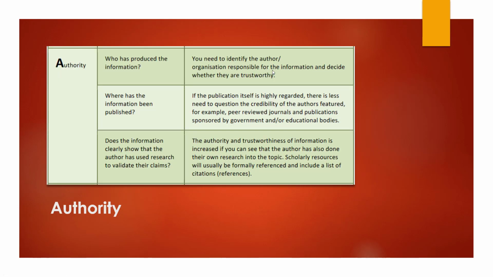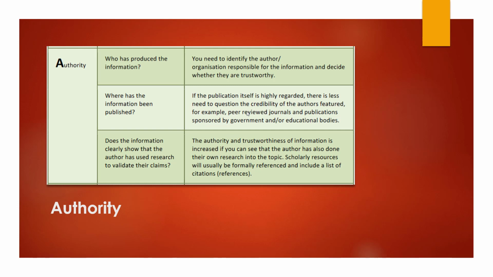The next stage is the authority, and we're looking at who's produced the information, where's it been published, and does it clearly show the author has used research to validate their claims. So first of all, who produced the information? You need to identify the author or the organisation responsible for the information and decide whether they are trustworthy. You also need to consider the publication. Is it highly regarded? Then if so, then there's less need to question the credibility of the authors.